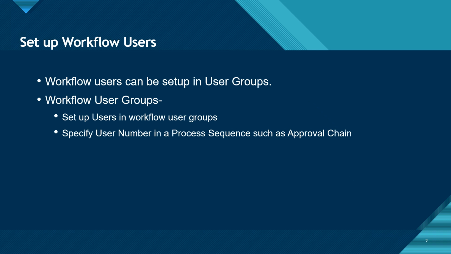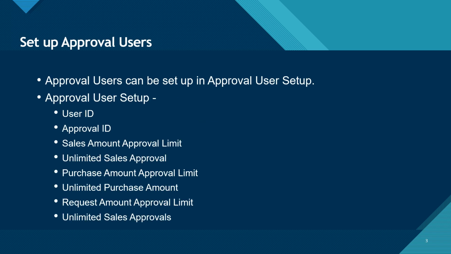So if you talk about the workflow users, they can be set up in the user groups. In the workflow user groups, we have two components where we can define which users will participate in the workflow user group, and we can define the sequence number, which will determine in what sequence the approver will approve the request.